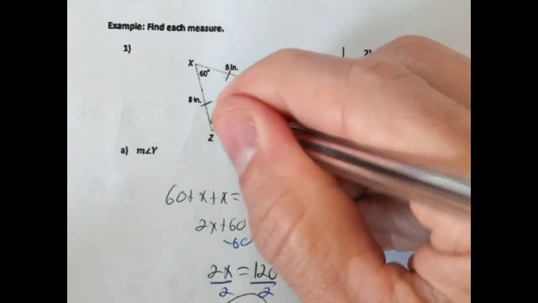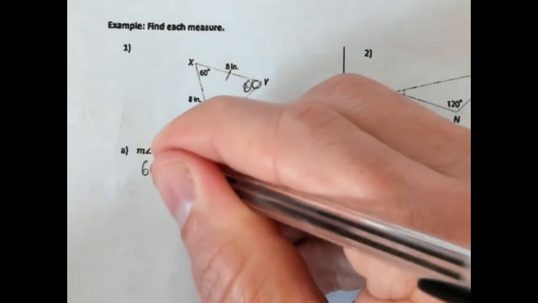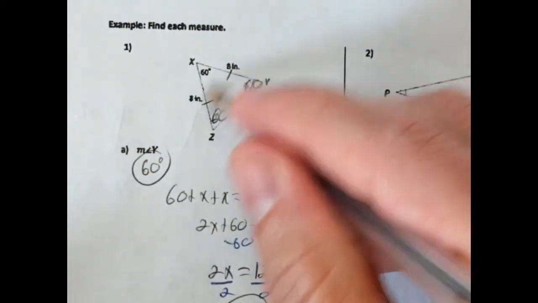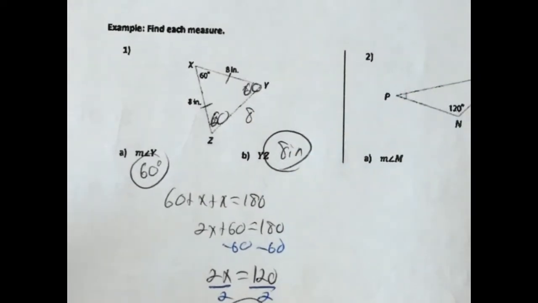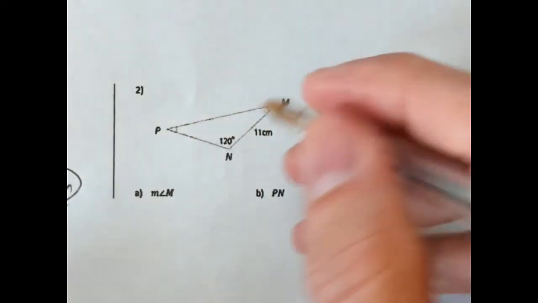So you look at this and you say, oh, guess what? This is an equiangular and equilateral triangle. It sure is. So 60 degrees. So if it's equiangular, it means all three sides are the same, which means that this third side has to be the same as those, which means it's 8.